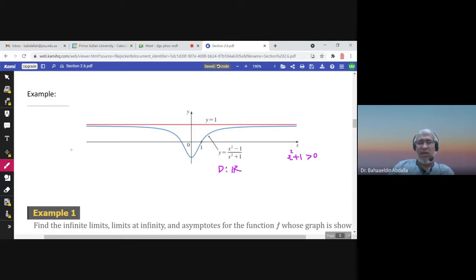Look at the graph. What is the limit of this function when x approaches infinity? Take x to infinity and look at the graph. It approaches the number 1. Also, what is the limit when x approaches negative infinity? The function again approaches the number 1. So what is the horizontal asymptote? Y equals 1 is a horizontal asymptote of this function.